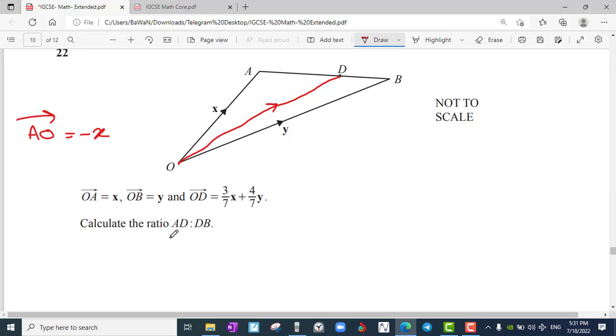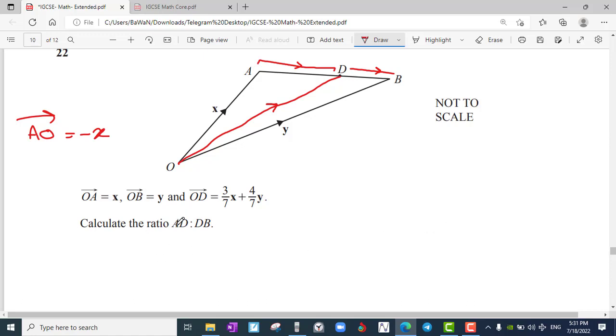Now, calculate the ratio of AD, in this direction, meaning going from A to D. If you want to go from A to D, you need to go from A to O and then O to D. And then DB, again, DB is in this direction. Okay, let's find AD and find DB, then look at them, what's the ratio between them.